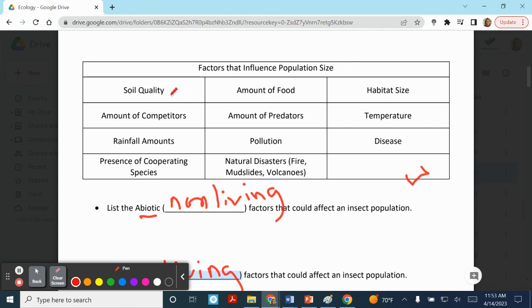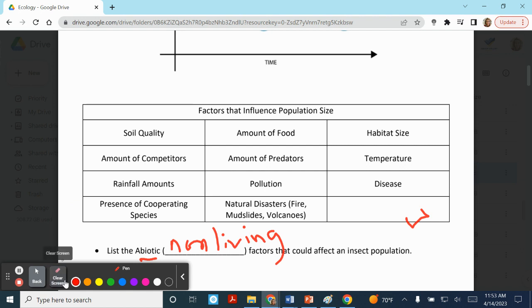Now, when you think about this, you might consider, can I kill it? If you can kill it, then it is a biotic factor. If it's something that can't be killed, then it's going to be considered an abiotic factor. So, soil quality. We can't really kill soil because it's made of minerals, so we're going to consider this an abiotic factor. It's not anything living that you can actually kill. As for the amount of food, all of our food comes from living organisms, so food would be considered a biotic factor.